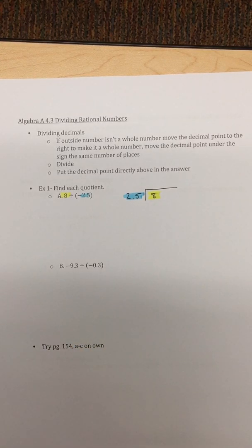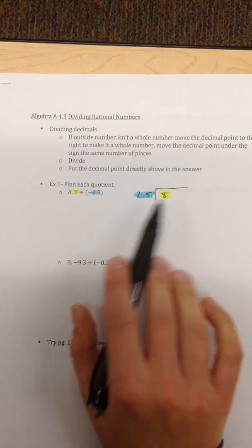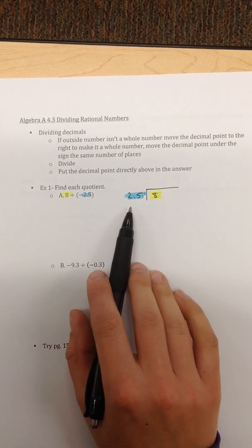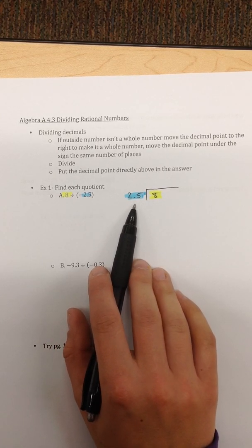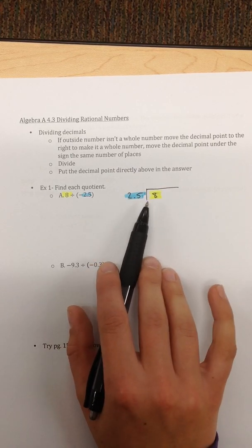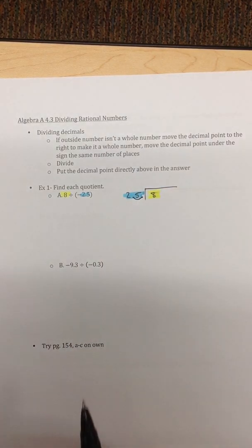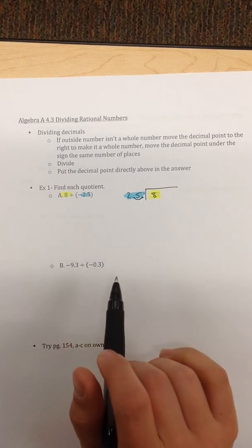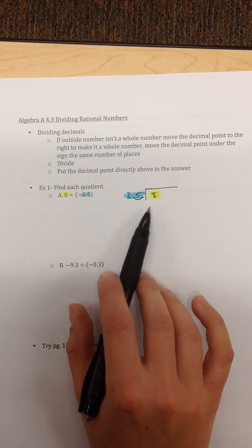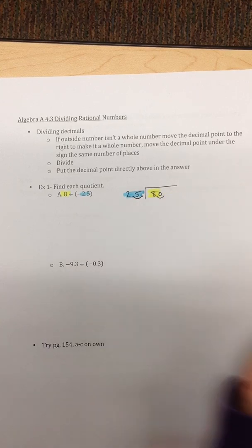Now, following my rules from up here, if my outside number isn't a whole number, so basically if there's a decimal place in it, then we have to move it to make it a whole number. Here my 2.5 has a decimal, so I need to move it to the right so it's no longer a decimal. I'll move it over one space, so now my number is 25. Then I also have to take the number underneath my division sign and move that over one space too.